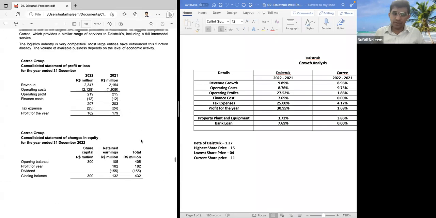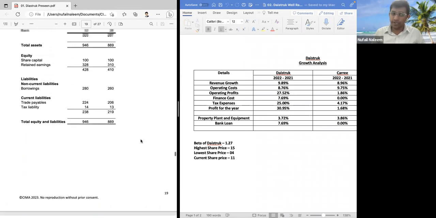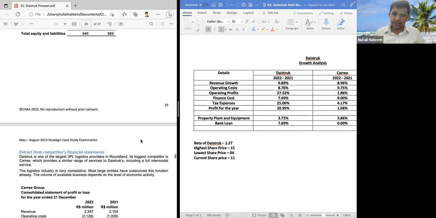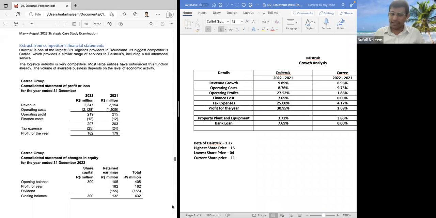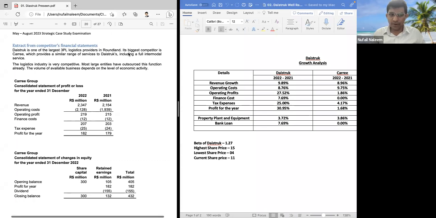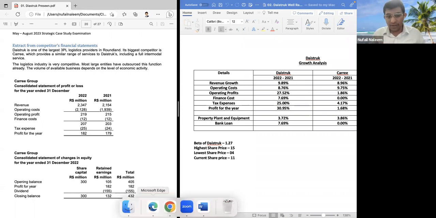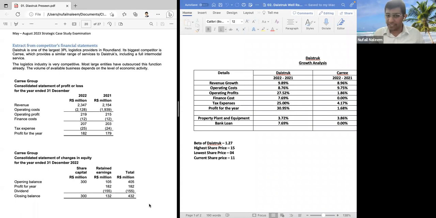So we are going to go through the ratio analysis of our organization, that is Daistruk group and the Carry group, so that you will understand it very clearly and very easily as well. Now, students, before I start going through the financial analysis, I just want to give you a small guidance about our competitor. Because in the previous classes, we went through fully the internal analysis and the external analysis, but we did not do the competitor analysis, if I'm not mistaken.